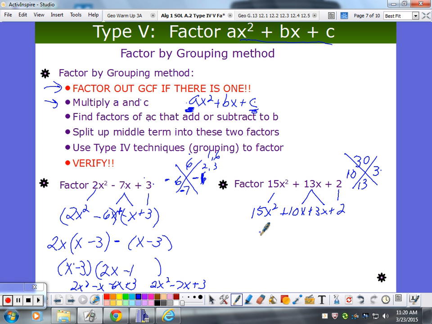Yes, question? Does it matter which side of the connection? No, you can go either way. You can say 3x first, it does not matter. Alrighty, 4 things. Group it. Okay, group.